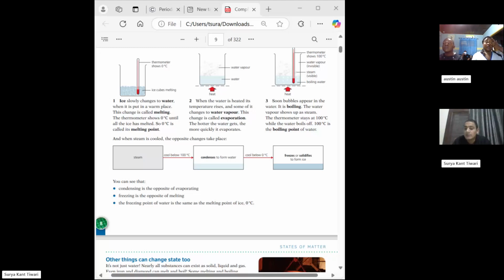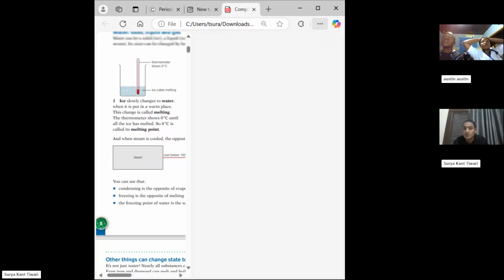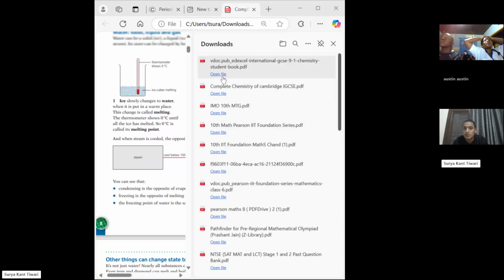Got it. And then there is one more process called sublimation. Sublimation is from solid directly to gas. Yes, from solid it becomes gas. Do you have any example for that?